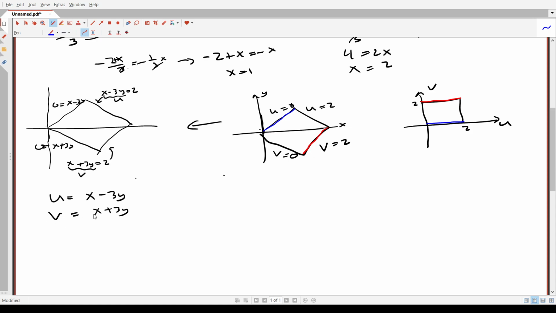Okay, so we have kind of what our transformation is. But now we need to put this in terms of u and v, so x equals something in terms of u and v, not the other way around. So I need to solve for x and then solve for y. So let's go ahead and add both of them together. So I have u plus v is 2x, right? The 3y's cancel out. And then so x equals (u plus v) over 2.